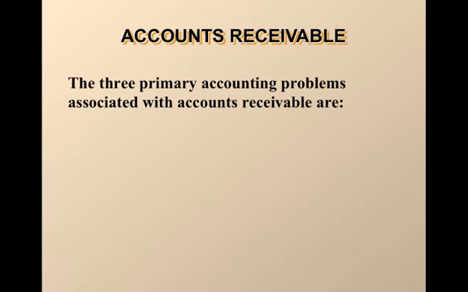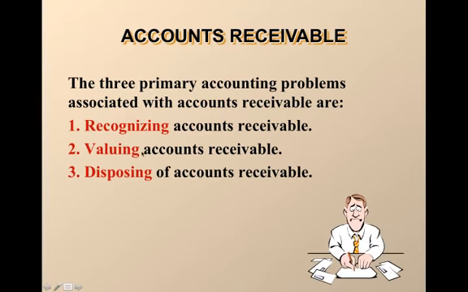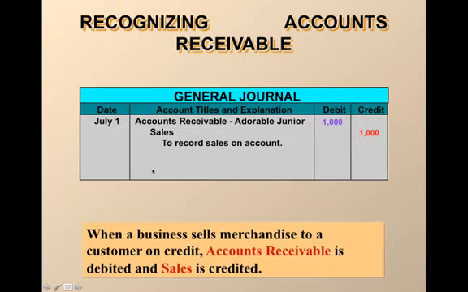So there are 3 primary accounting problems associated with accounts receivable, and like I said, one is recognizing. That is basically the journal entry that we do when we realize we have an accounts receivable. Valuing accounts receivable is a new topic for us. It's kind of like valuing our inventory in our last chapter. Sometimes we need to value our accounts receivable as it ages because we're not always going to be able to collect it all. It's one of the costs of doing business. And then, of course, disposing of accounts receivable. That means getting rid of it. So we'll be talking about these 3 things.